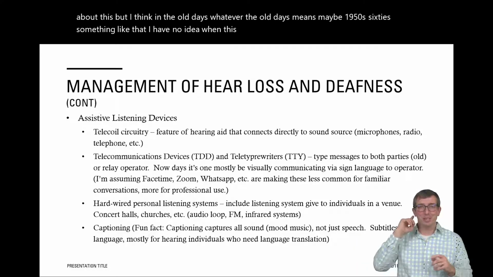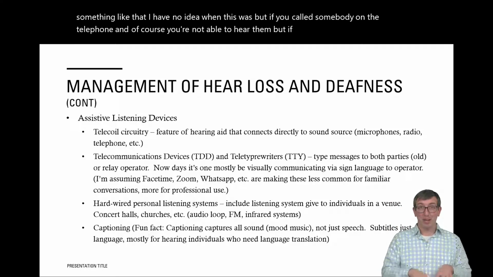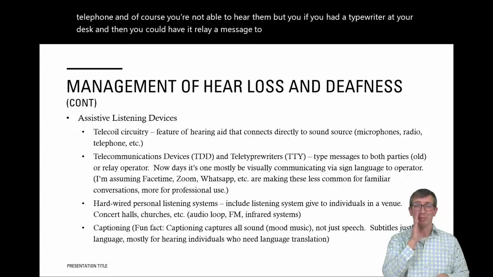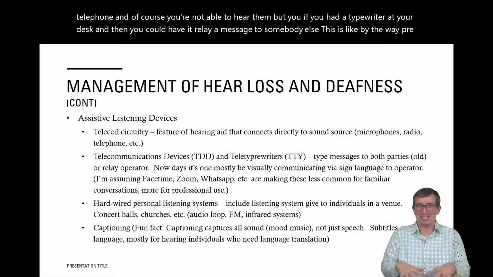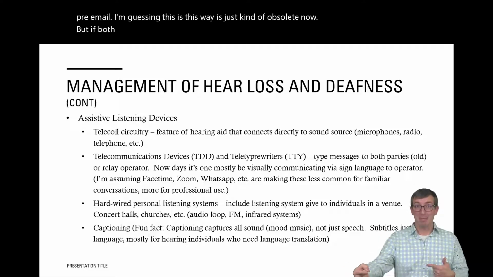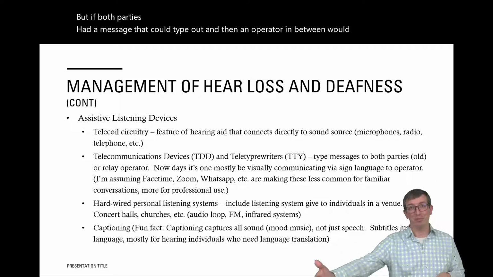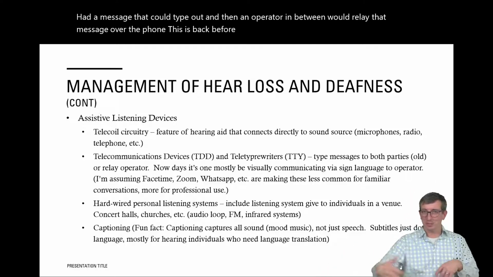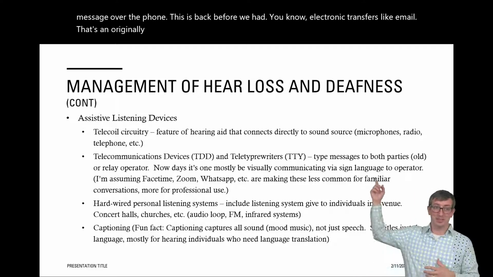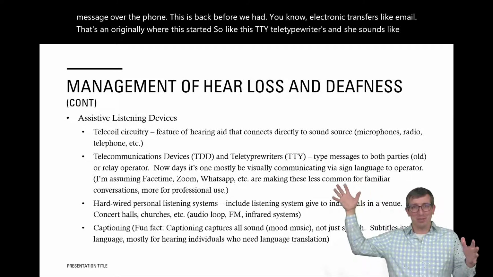But if you called somebody on the telephone, and of course you're not able to hear them, but if you had a typewriter at your desk, and then you could have it relay a message to somebody else, this is, by the way, pre-email. I'm guessing this way is just kind of obsolete now. But if both parties had a message they could type out, and then an operator in between would relay that message over the phone. This is back before we had electronic transfers like email. That's originally where this started. So like this TTY, teletypewriters, which sounds like an obsolete dinosaur of a concept.